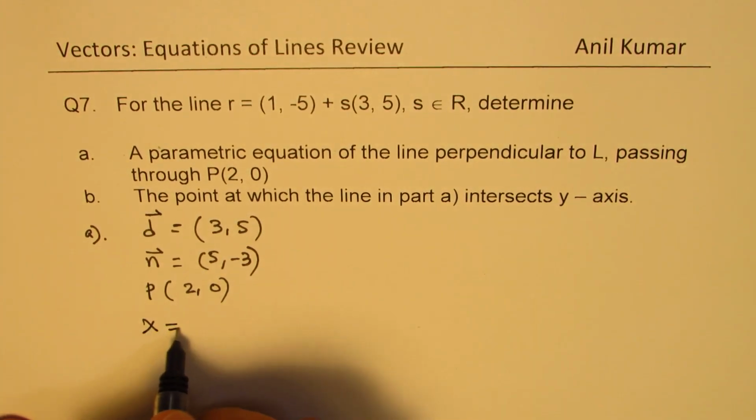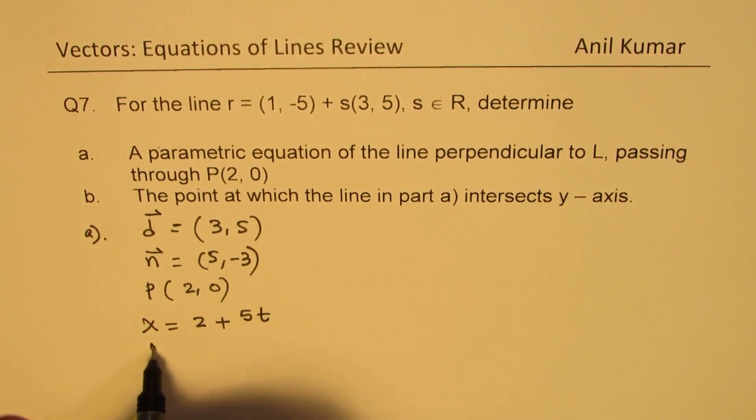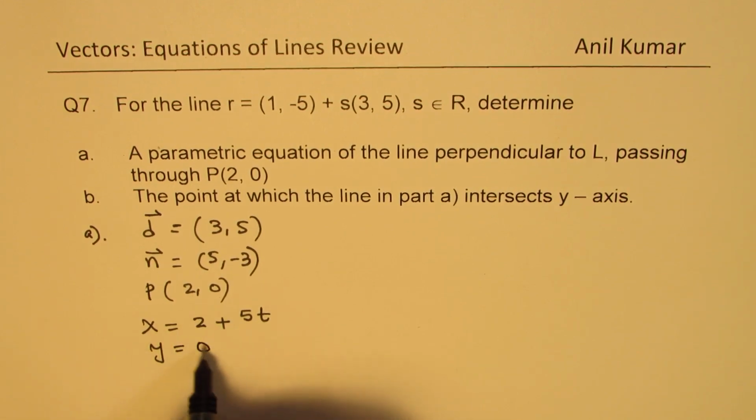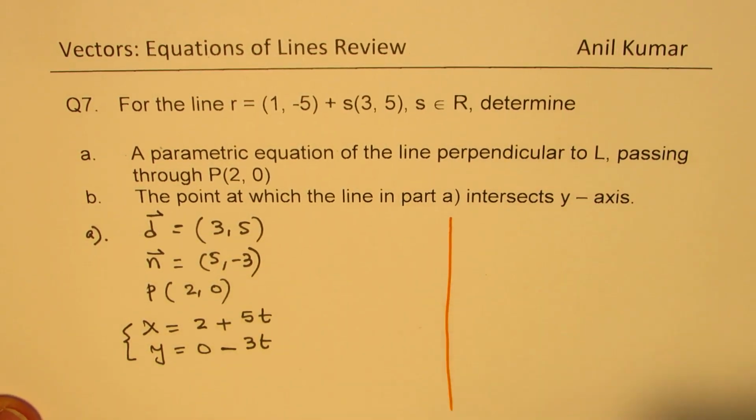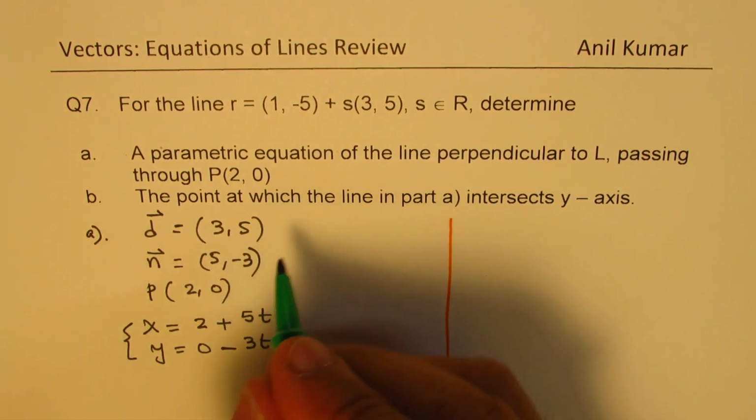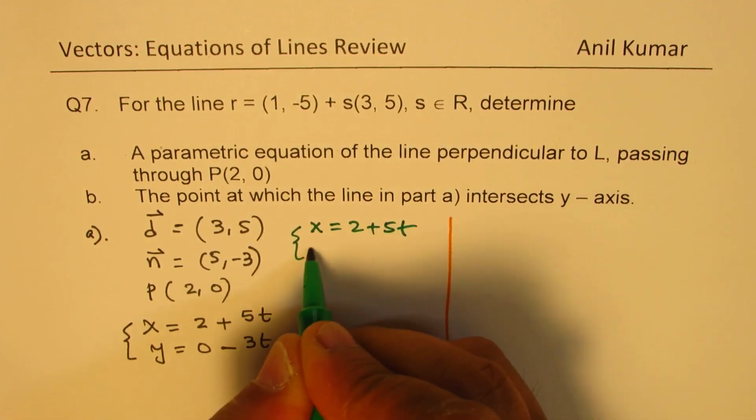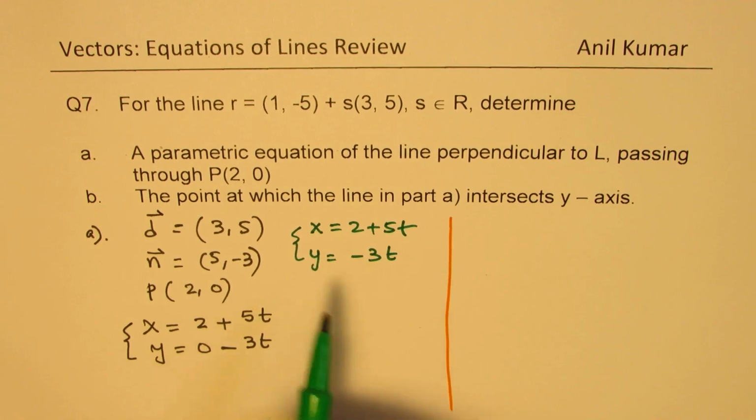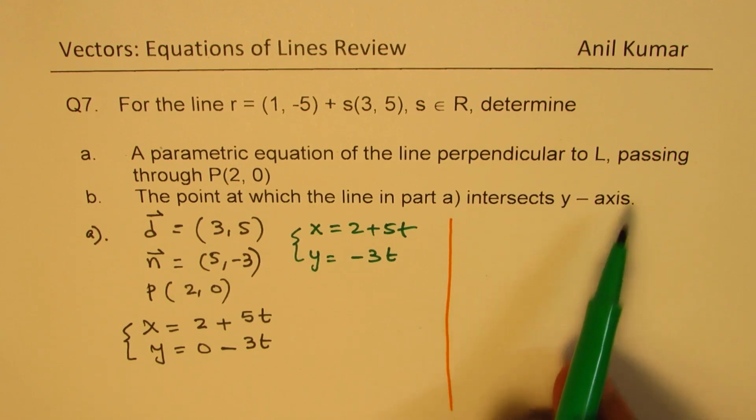So the x value will be 2 plus 5t, and the y value will be 0 minus 3t, right? So that becomes the parametric equation. Perfect. Let me write it down here. Our answer is that the parametric equation is x equals 2 plus 5t and y equals minus 3t. Now part B is the point at which the line in part A intersects the y-axis.